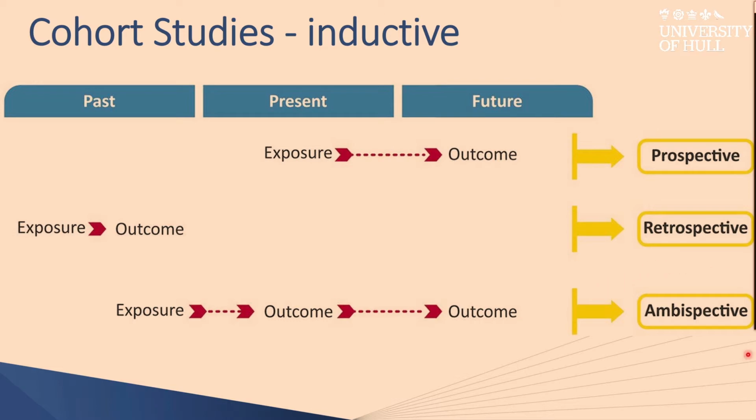But you can also have ambispective, where we start looking at patients in the past, and then we follow them up into the present, but also in the future. And you could liken this to asbestos exposure, which has happened in the past. We know that that's associated with chronic disease, lung problems, and cancer. But we also want to follow these patients up to see if it's associated with anything else. And these would be called ambispective cohort studies.